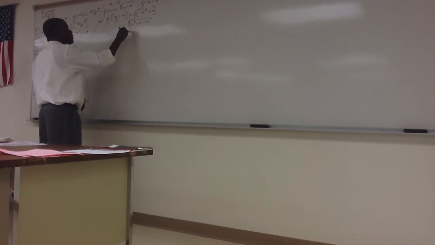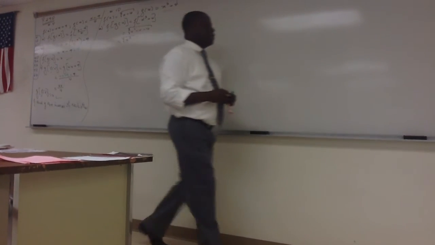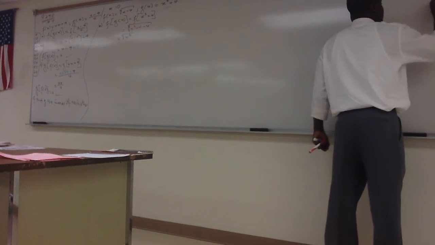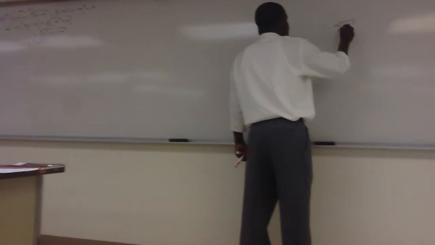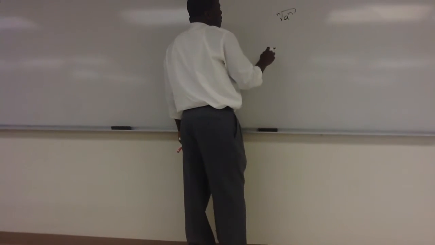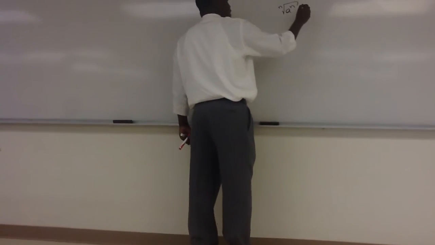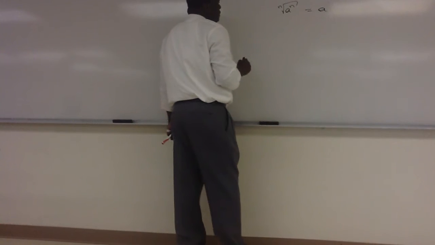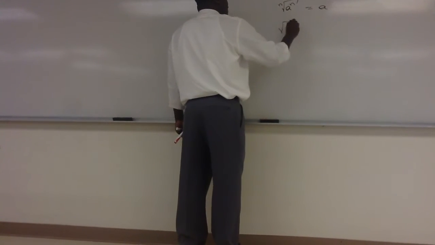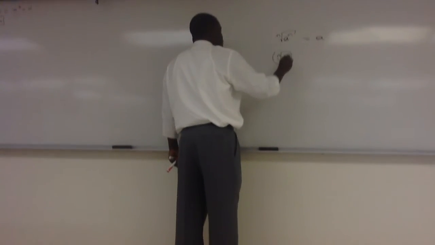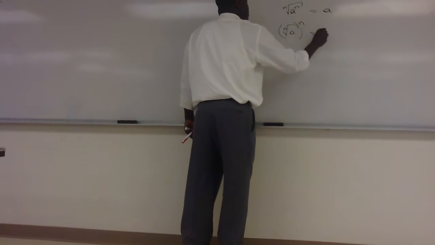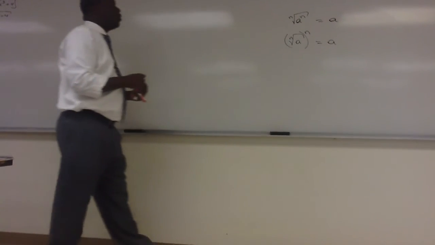X cubed. Now, for this problem, there are two formulas that we need to know. We need to remember, I should say. If you have the nth root of a to the power of n, this equals a. Also, if you have the nth root of a to the power of n, this equals a. These are two rules from algebra that we need to remember to do well in this problem.